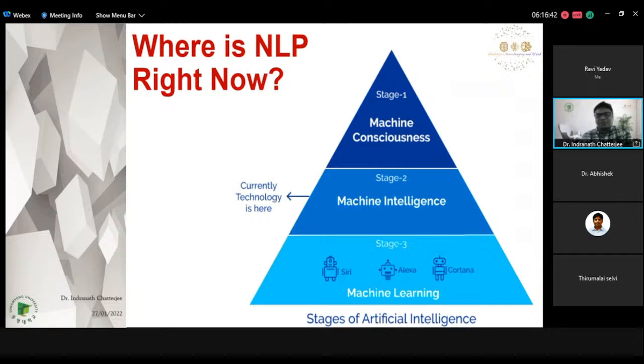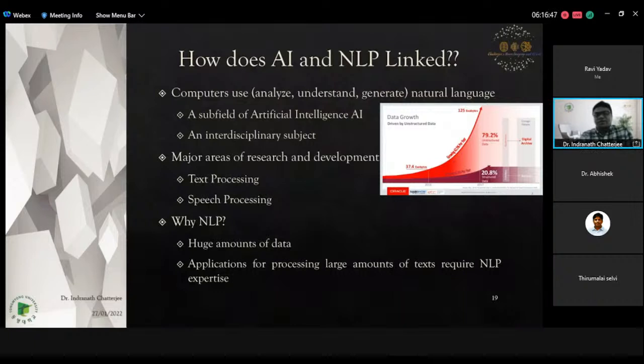So how do AI and NLP link? AI is a subfield of computer science, which is a kind of interdisciplinary subject. When we talk about text processing and speech processing, we can already work with speech using signal processing, and we can already work with text using different data mining technology. Then why do we need NLP? When we talk about speech, that is direct voice, and we need some real-time technology to understand the meaning of the voice, not the technological or signal processing part of things, then we need NLP.